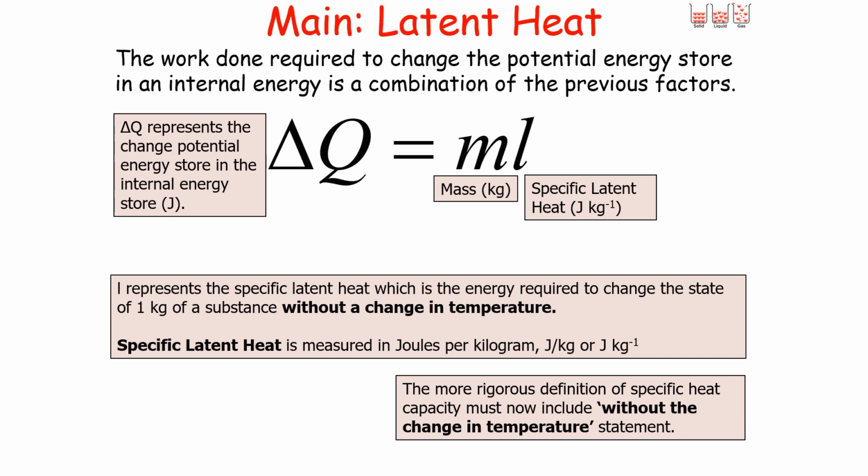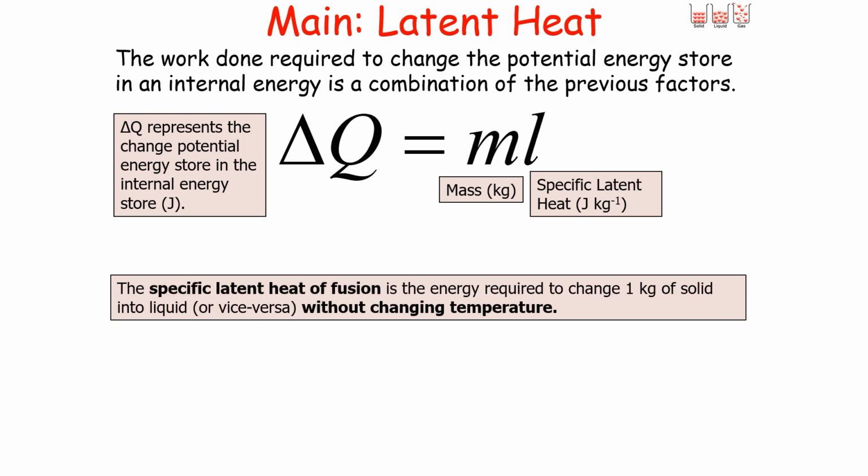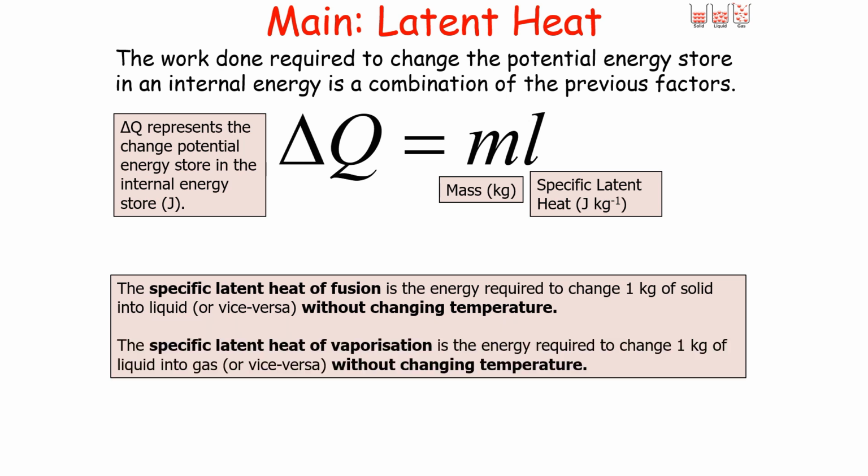Now the more rigorous definition of specific heat capacity must now include without the change in temperature status. Now the specific latent heat of fusion is the energy required to change 1 kilogram of a solid into liquid, or vice versa, without a change in temperature, whilst the specific latent heat of vaporization is the energy required to change 1 kilogram of a liquid into a gas, or vice versa, without a change in temperature.